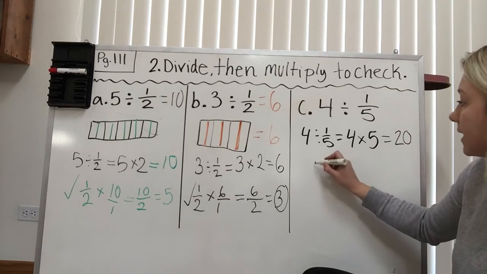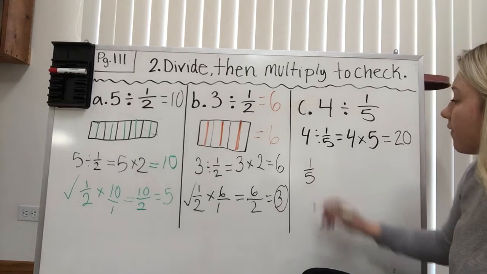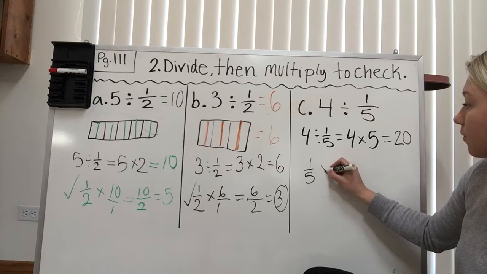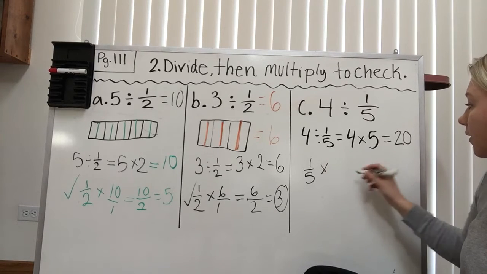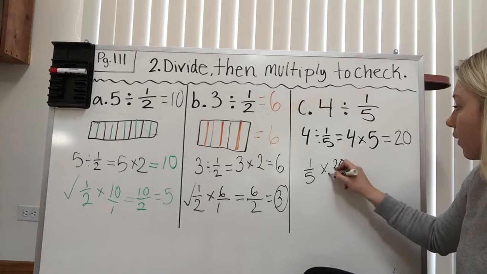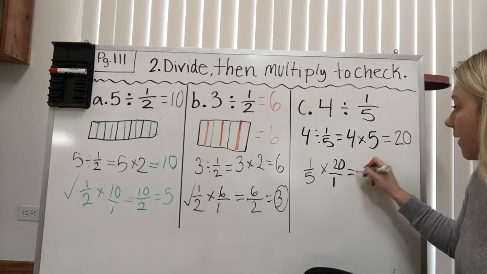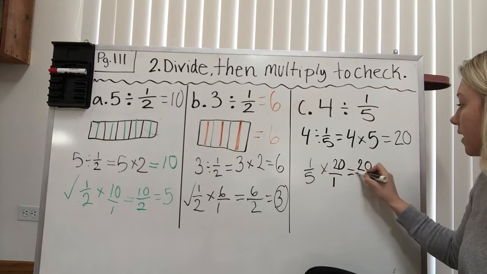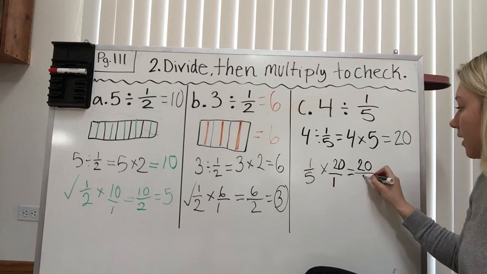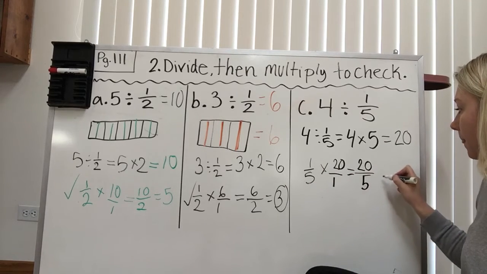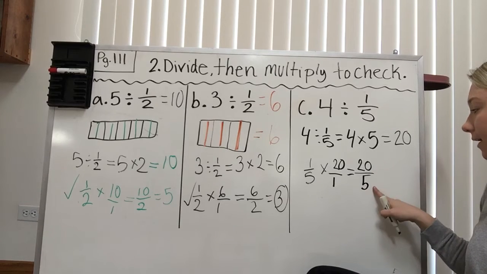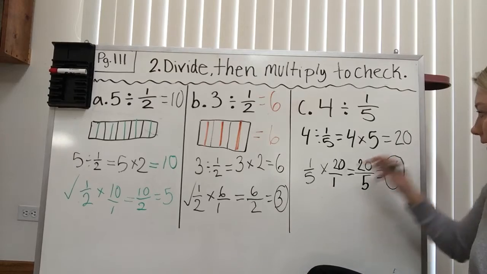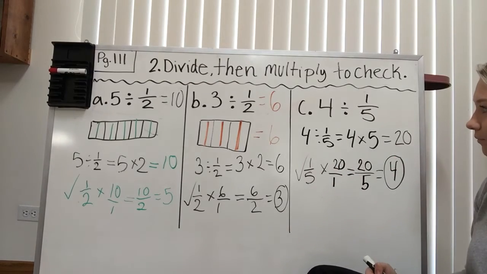I'm going to check. I'm going to take our second factor, which is 1/5, and then I'm going to multiply it by our answer, which is 20, or 20 over 1. And that equals 1 times 20 is 20. And 5 times 1 is 5. And 20 divided by 5 is equal to 4. So we know we got the right answer.